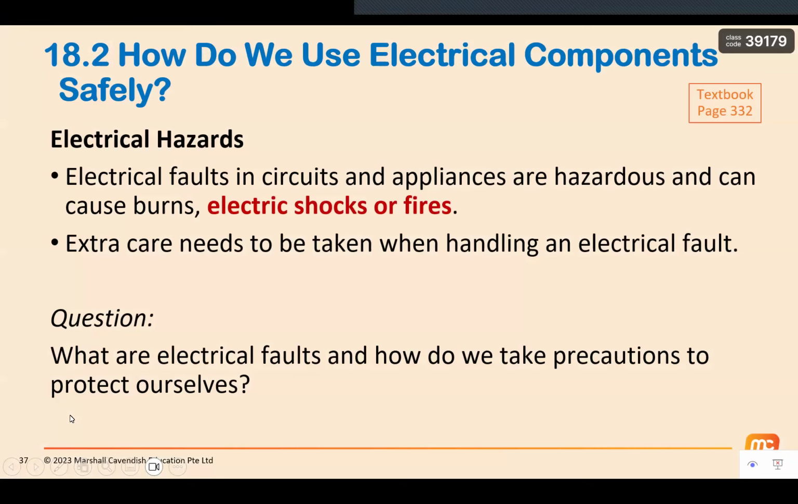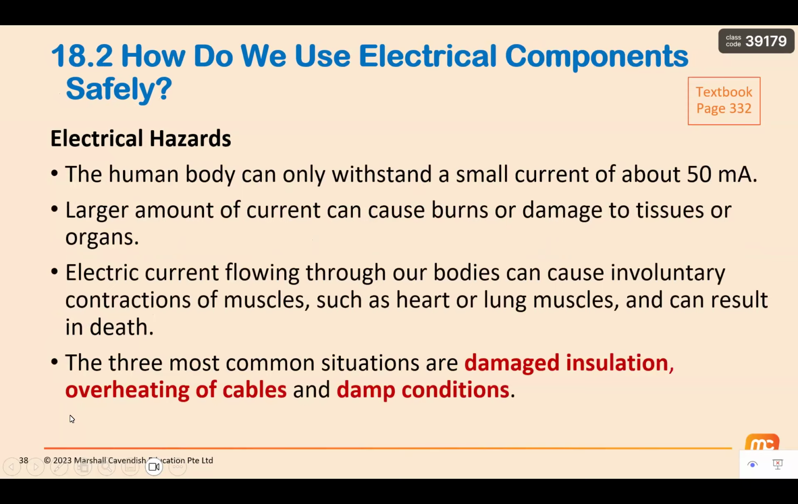Okay, so what are electrical hazards? Electricity can be dangerous. There are two main dangers of electricity because electricity can cause either an electric shock or a fire. So these are the two main electrical hazards. So how do we take precautions to protect ourselves? Let us look at situations that might give rise to either an electric shock or fire. There are 3 situations that can give rise to either electric shock or electric fire. The 3 situations are usually caused by damaged insulation, overheating of cables, as well as damp conditions.